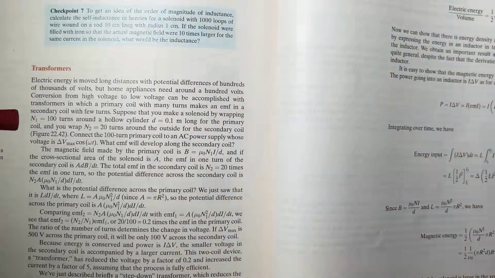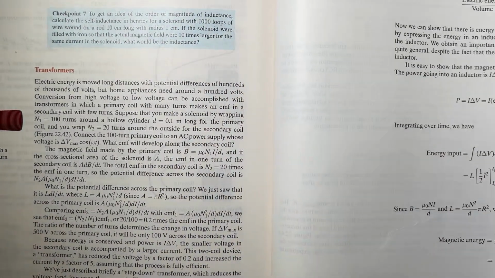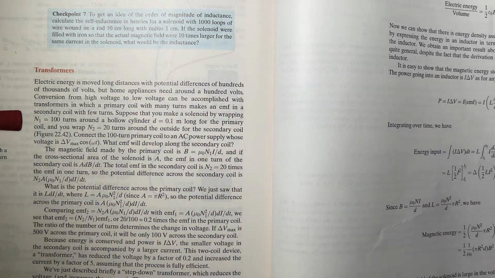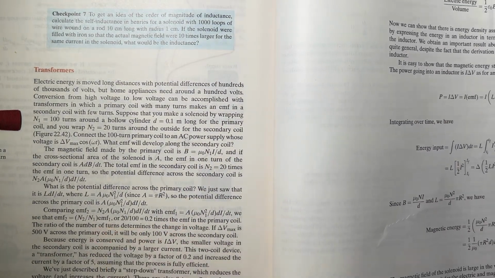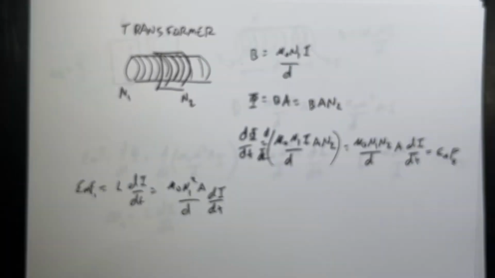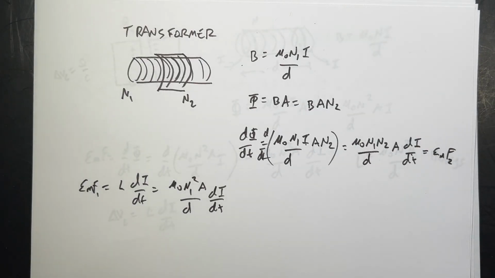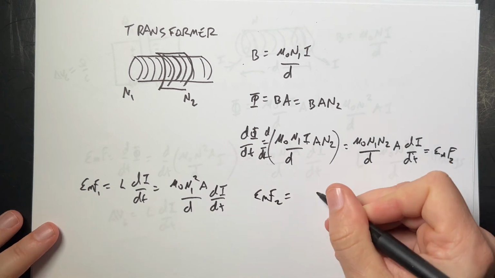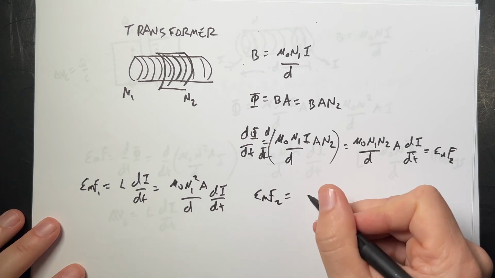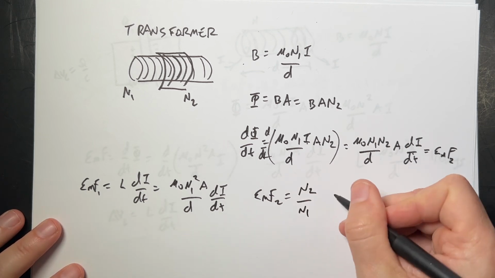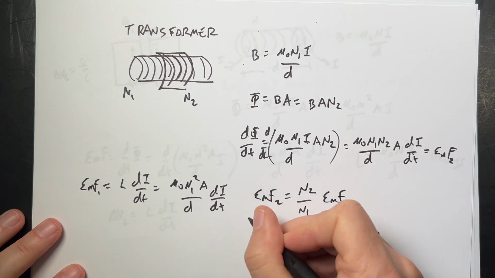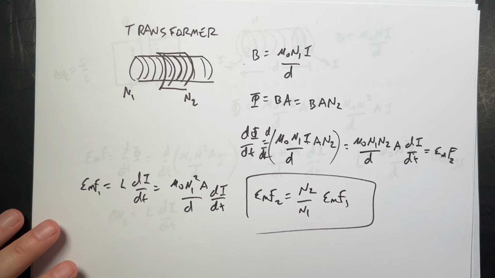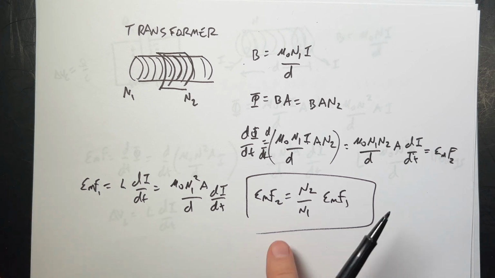Inductance, I did that. Transformers. Oh, they're EMF 1. Okay, so you get this. EMF 2 equals N2 over N1 EMF 1. That's the important thing. We can write that. Because I have that same expression, I can put that over here. And this is the whole idea of a transformer.